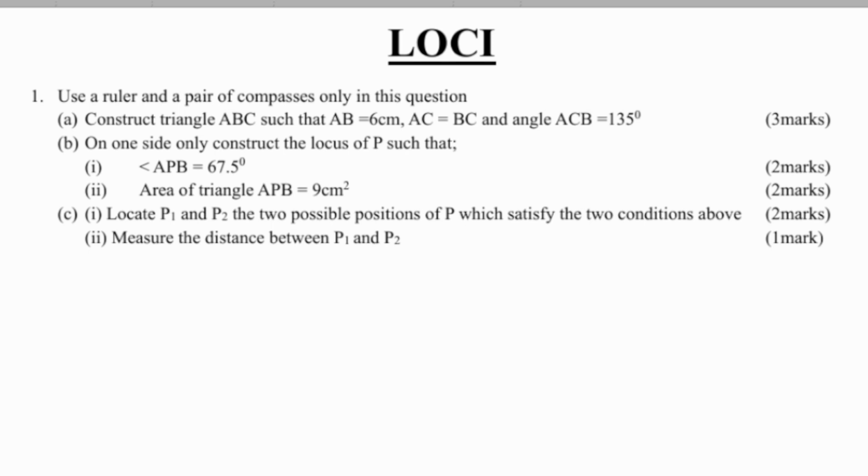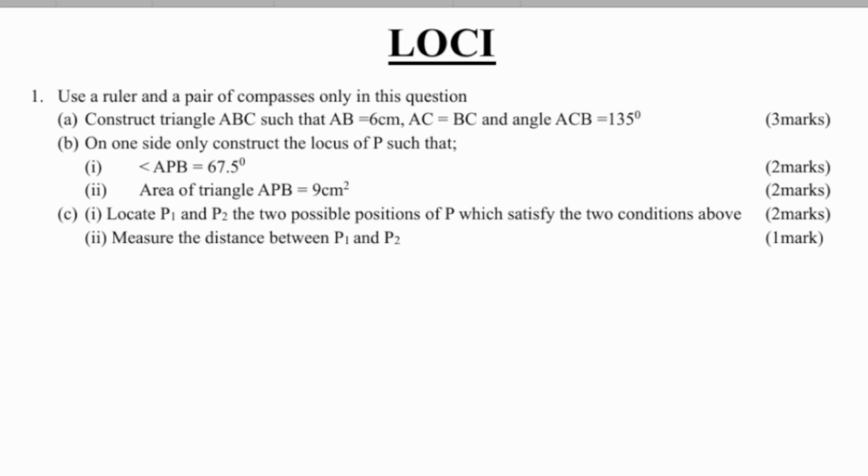Part B, on one side only, construct the locus of P such that 1. Angle APB is equal to 67.5 degrees. 2. The area of triangle APB is equal to 9 centimeters squared. That is 2 marks. Then part C, 1. Locate P1 and P2, the two possible positions of P which satisfy the two conditions above. 2 marks. And the last one, measure the distance between P1 and P2.